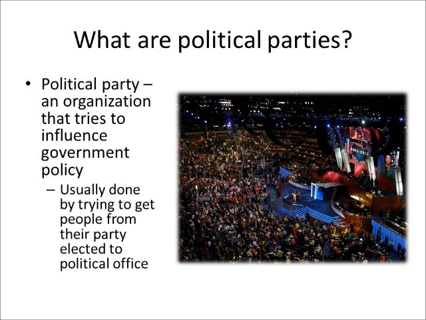Now, first, a very brief explanation of what a political party is. A party is an organization that tries to influence government policy in a way that fits that party's system of beliefs or values. And they do that by trying to get their people, that belong to that party, into political office, whether it's Congress or the presidency, what have you. They want to have people in power so that those people can then advocate for laws that will reflect what that party wants the government to do and what they want the government to look like.